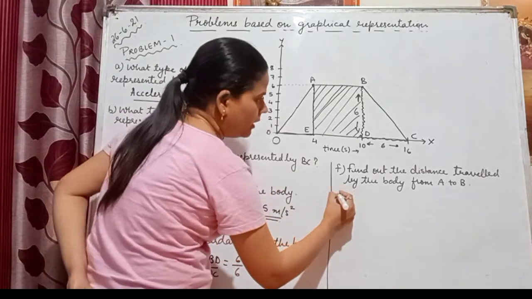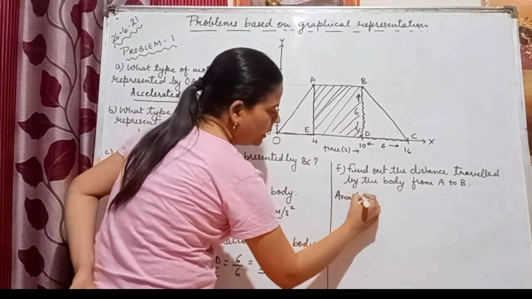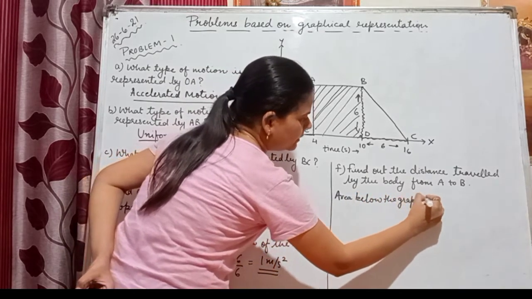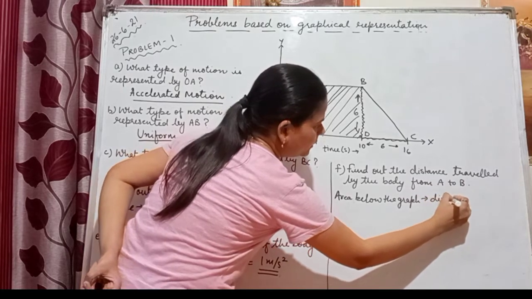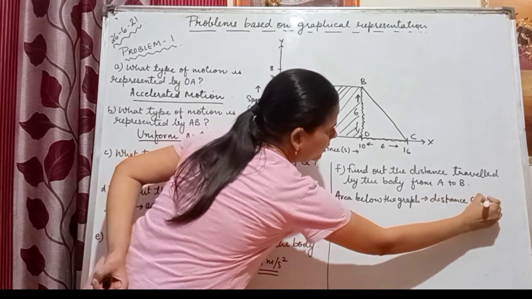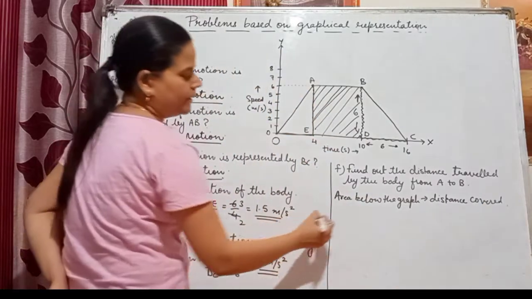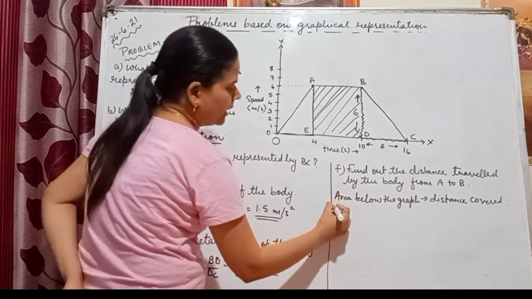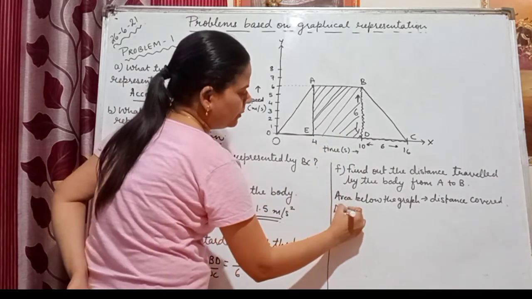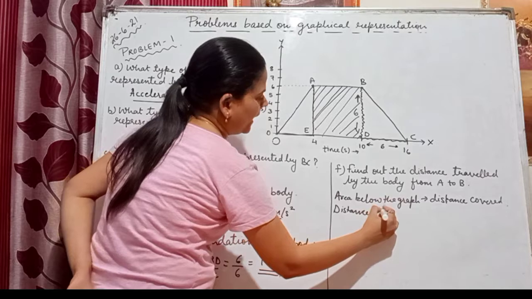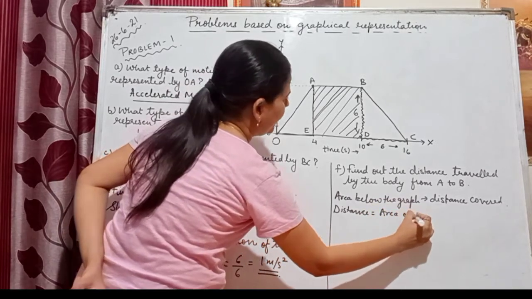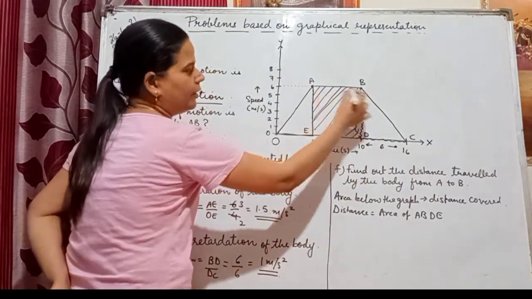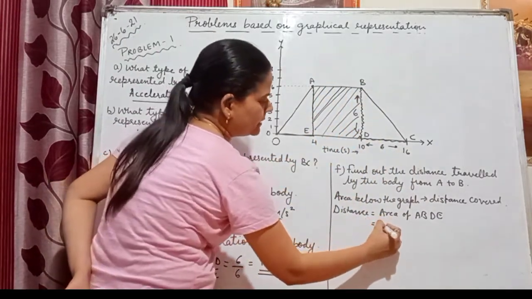So area below the graph represents distance covered. So distance is equal to the area of ABDE. Area of this, so this is a rectangle, that is L into B.